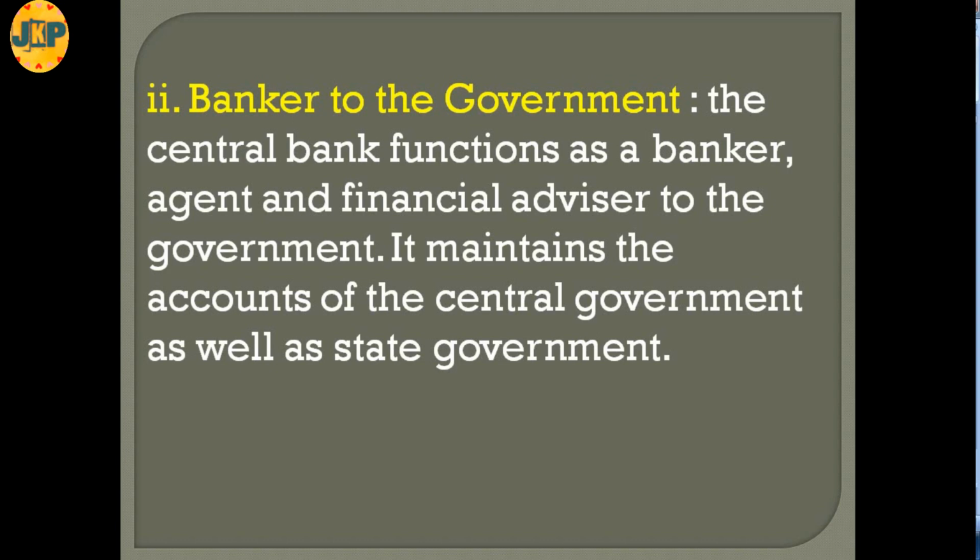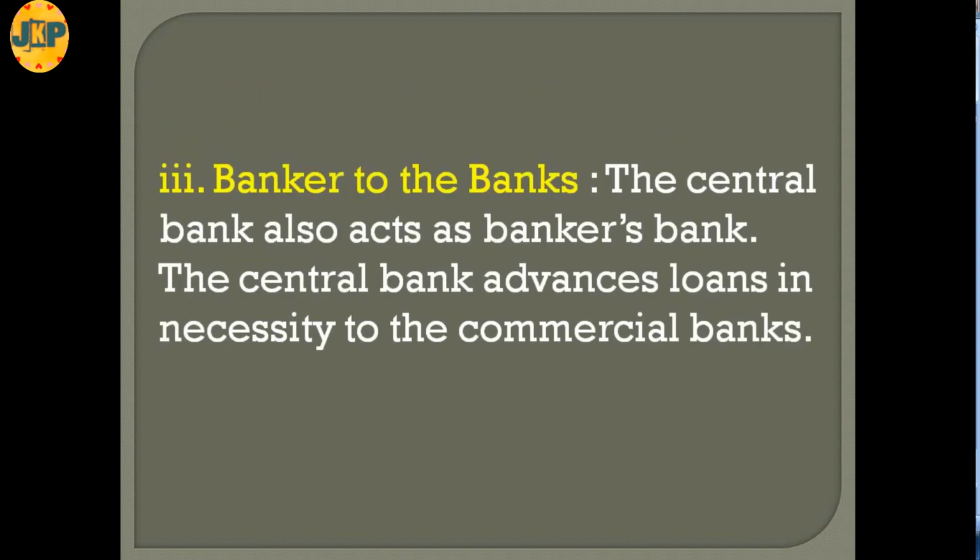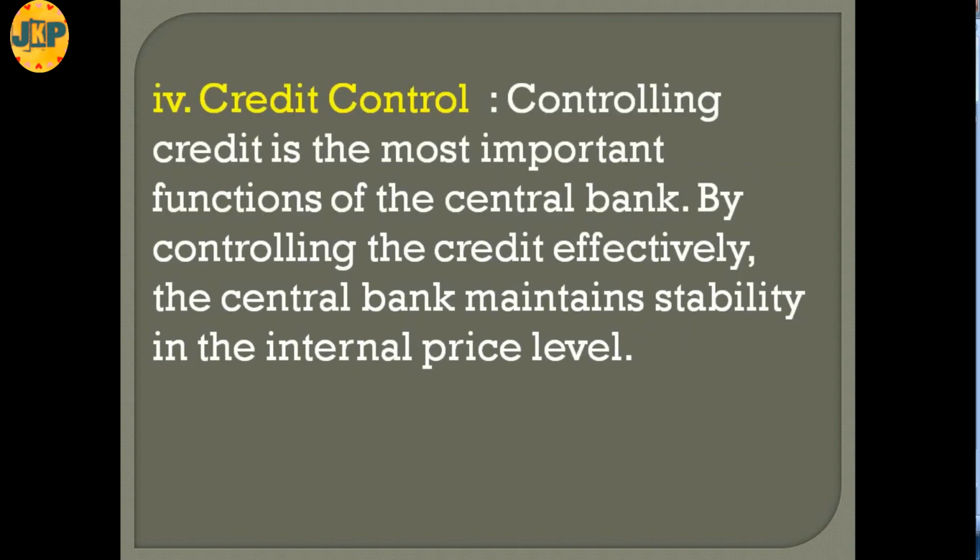Point number three, bankers to the bank. The central bank also acts as a banker's bank. The central bank advances loans in necessity to the commercial bank. So whenever a commercial bank needs any kind of financial assistance, then the central bank can offer loans to the commercial bank. Number four, credit control.